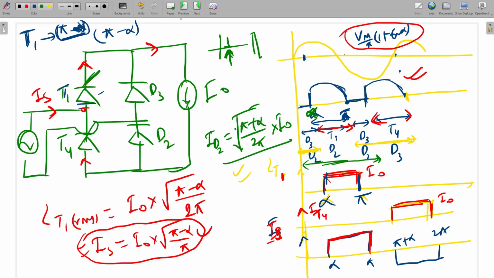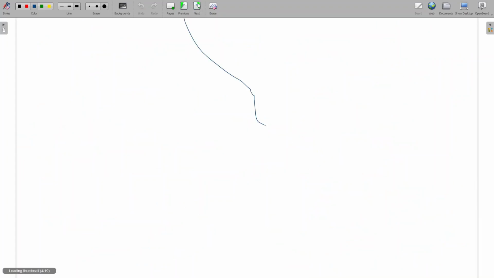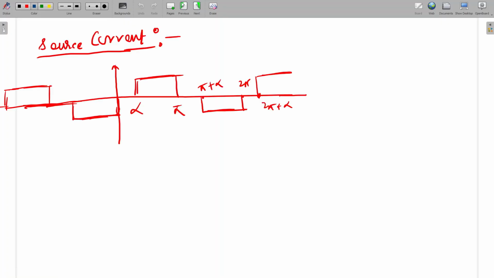Okay, so next thing what I am going to do, I will do the Fourier analysis of this source current. This is the source current. Can anyone tell if it is an even or odd signal? The source current waveform, same thing I have drawn in here also, just a repetitive kind of thing in LHS also. So is this an even or odd signal?